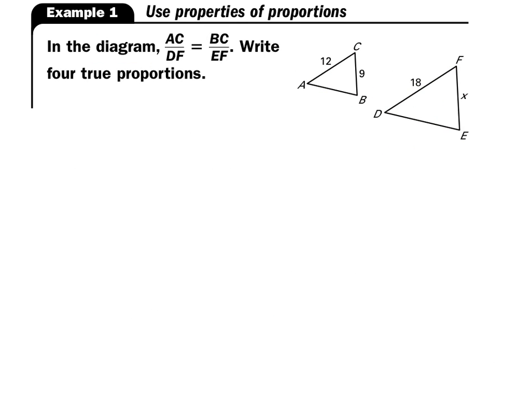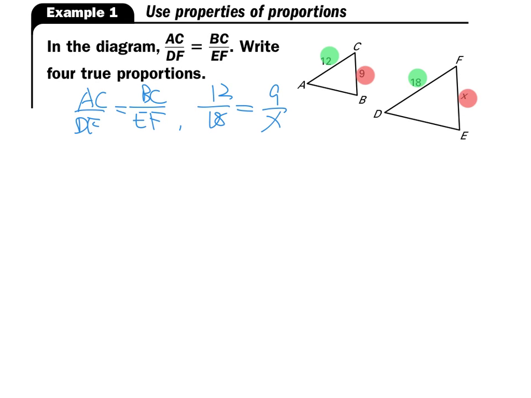And the rest of this unit is really about how we use these properties to make our life a lot easier. So let's look at an example here. It says AC is 12, DF is 18, and BC, which is 9, and this unknown X, they are proportions. So I'm going to write this out. Let's see, blue ink. AC over DF equals BC over EF. That's a proportion, which means that 12 over 18 should equal 9 over X. You can solve for X if you want. But here it's not asking us to solve for X. It's asking us to find 4 true proportions.